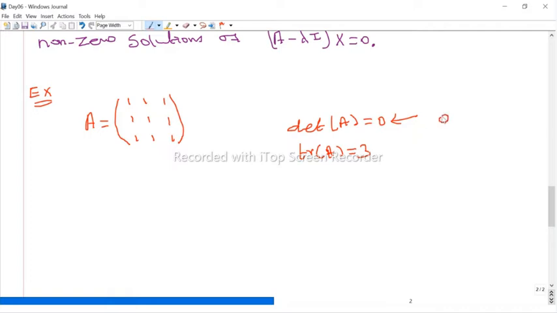So, therefore, 0 is one of the eigenvalues. 0 is an eigenvalue because we get determinant 0. Therefore, the product of the eigenvalues is the determinant. Therefore, the product here is 0. Therefore, 0 is one of the eigenvalues. But what is the rank of this matrix? What is the rank of this?